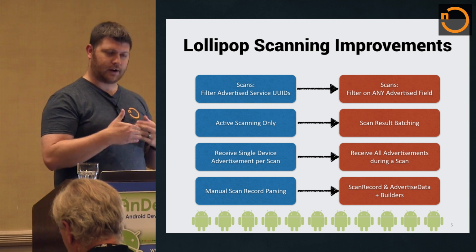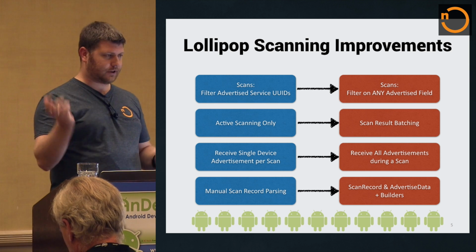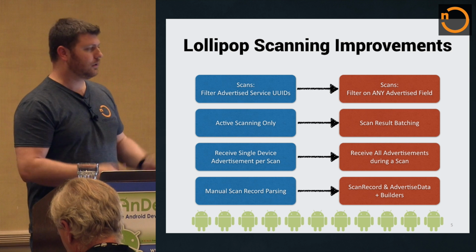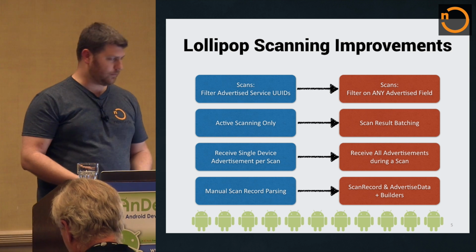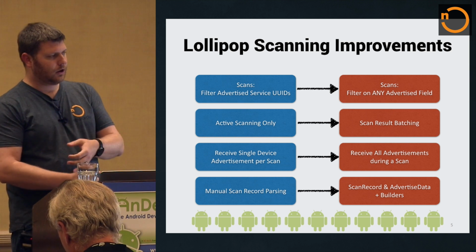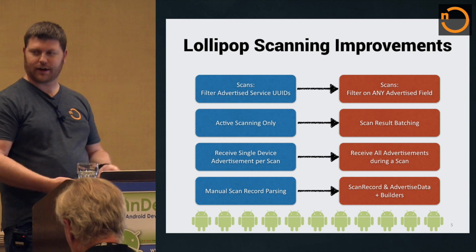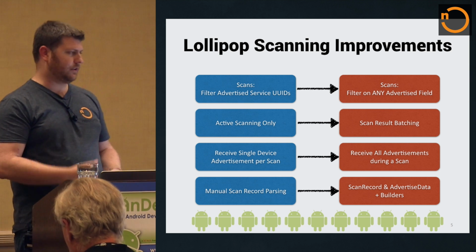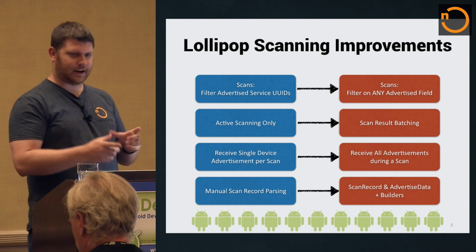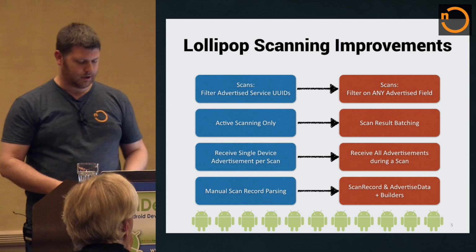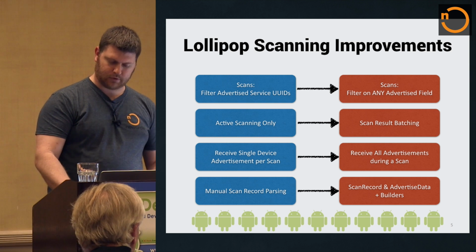They also fixed the advertisement piece. So now if I run a scan and multiple advertisements come in from the same device, I can see them all. So we don't have to worry about that anymore. And then we don't have to do manual work on scan records anymore. There are actual classes for scan records and advertisement data that we can call nice methods on to get out the device name and the UUIDs and all that stuff. So life is much, much better than it was before.